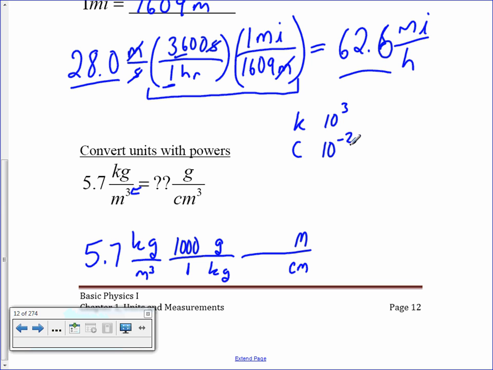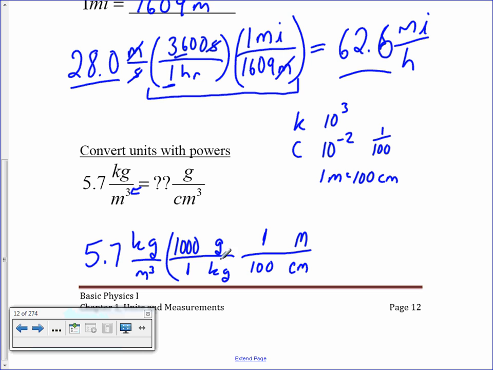So 10 to the minus 2 means that this is equivalent to 1 over 100. That means that in 1 centimeter there is 1/100th of a meter. Or, I like to think of it as in 1 meter there are 100 centimeters. When I think of a meter, I think of 100 centimeters, and hopefully you do too. So here's my 1 meter, and that's equivalent to 100 centimeters.